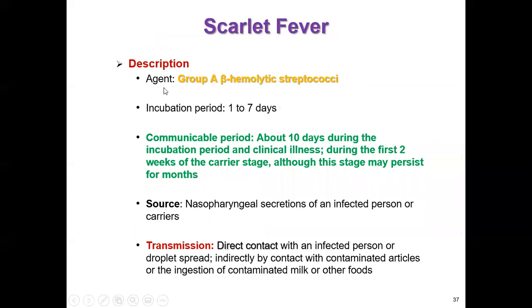Scarlet fever. What organism can cause scarlet fever? Group A beta hemolytic streptococci. Incubation period is 1 to 7 days. The source of infection is nasopharyngeal secretion of an infected person or carrier. Transmission is by direct contact, so group A beta hemolytic streptococci requires contact precautions.